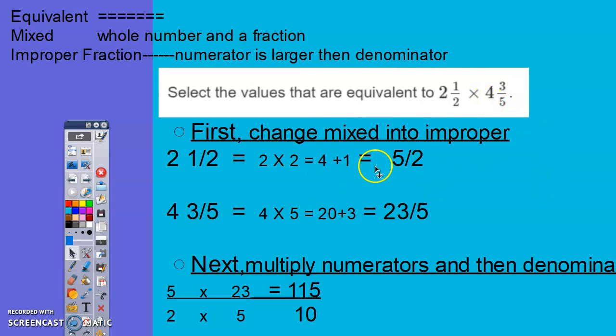So the first thing that we're going to do is change our mixed number into an improper number. So we take our 2 and 1/2 and we multiply the 2 whole times the 2 in the denominator. So 2 times 2 is going to give us 4, plus we already had 1 in the top, our numerator, so we're going to add that 1 back in. So it's going to be 4 plus 1 equals 5, and it's going to be 5/2. So let me see if I can draw you a little picture here.